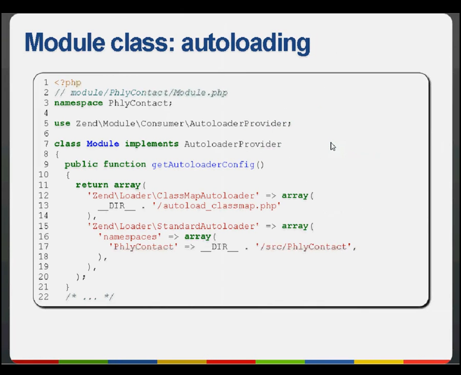Now the autoloading, we're going to set up our module class at this point. And I mentioned before the getAutoloaderConfig method, and this looks basically the same as we had before. The only difference is that for the standard autoloader, we're now looking at the Fly\Contact namespace. So we're going to say that's the namespace we want to look at, and we look under the source/Fly/Contact directory of this module, and that's it.